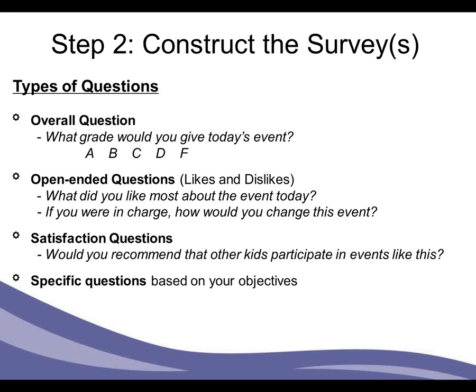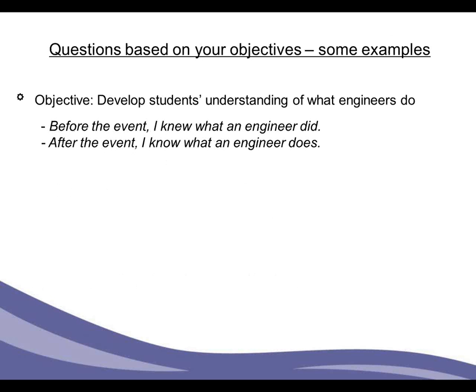The fourth type of question is specific questions based on your objectives. For example, if your objective was to develop students' understanding of what engineers do, you could ask these two questions. Before the event, I knew what an engineer did. After the event, I know what an engineer does. The scale used for this type of question is a 5-point scale that goes from strongly agree to strongly disagree.